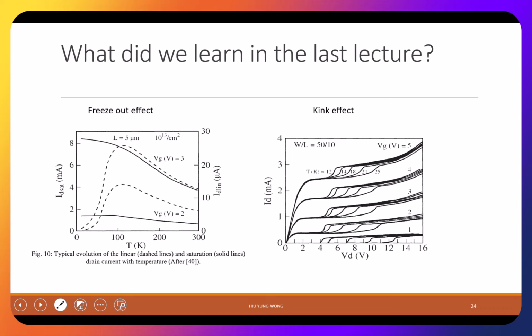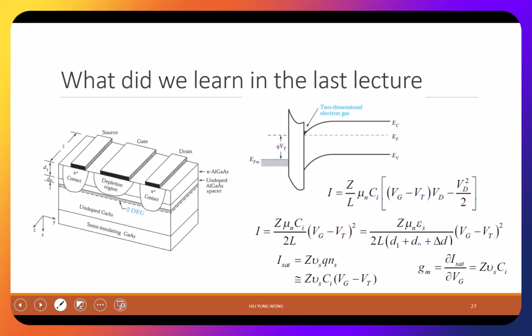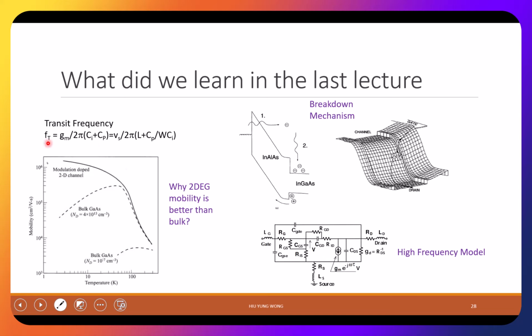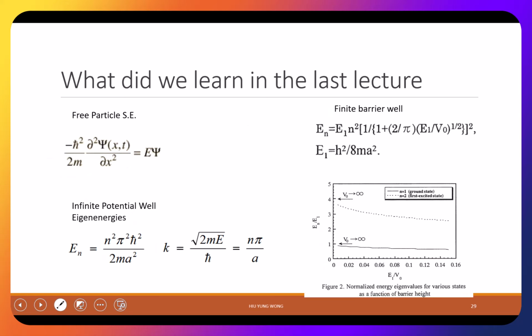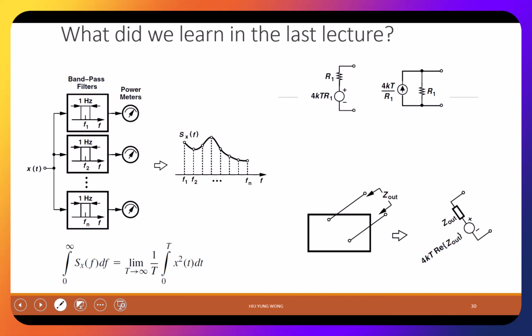HEMT is another device that forms a two-dimensional electron gas. The reason is this is very high mobility because the dopants are in the barrier, so you do not feel the Coulomb scattering. Okay. And transit frequency, right? We talk about transit frequency of HEMT and quantum confinement. I don't expect you to memorize this equation. And then eventually we switch to circuits.